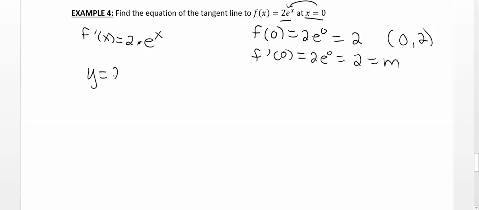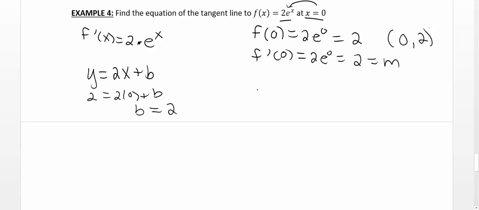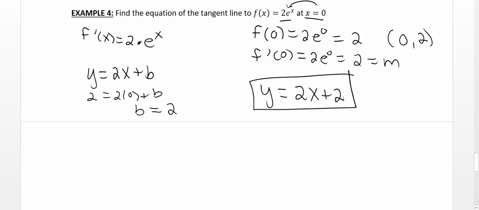So putting this together, we have y equals 2x plus b. This is the slope. And then we're going to plug in our point 0, 2. So when x is 0, y equals 2. So that tells me that b equals 2. So the equation of my line becomes y equals 2x plus 2. So the equation of the tangent line that touches at the point 0, 2, it touches the function 2e to the x, is 2x plus 2. Let's do another one.